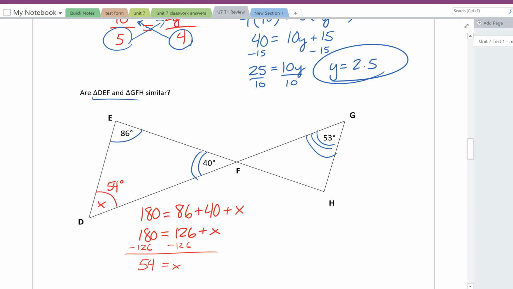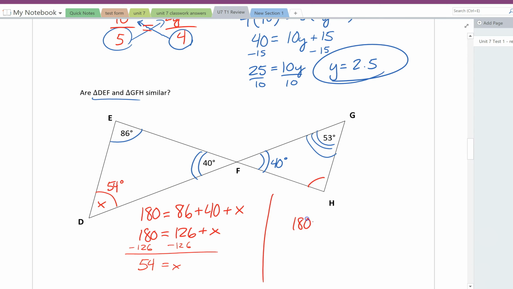Okay, so I know all 3 angles inside of that triangle. What can I do with FGH? Well, one thing I know is that vertical angles are congruent. And so if this angle right here is 40, this one over here has to also be 40. Now I'm in the situation with the triangle on the right that I was in with the triangle on the left. I know 2 out of the 3 angles. I just need to figure out what angle H is. And I'm going to do it the same way.